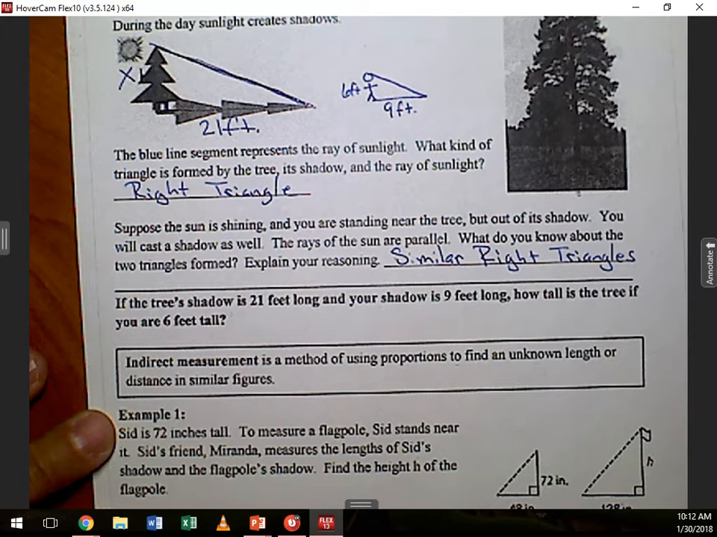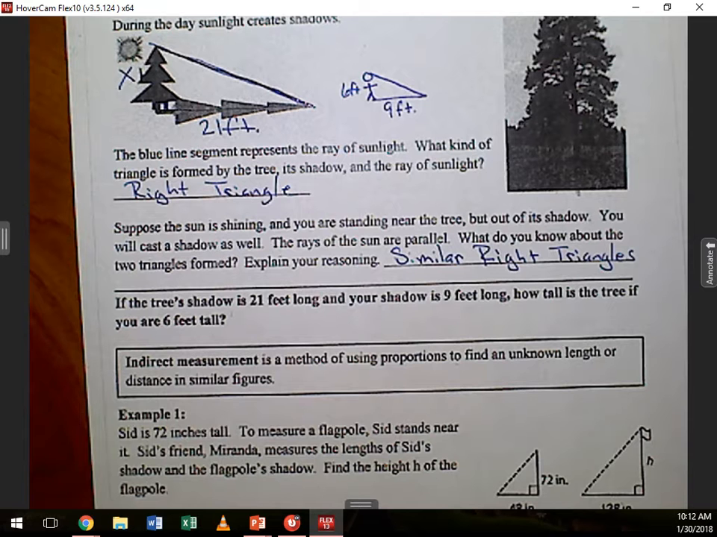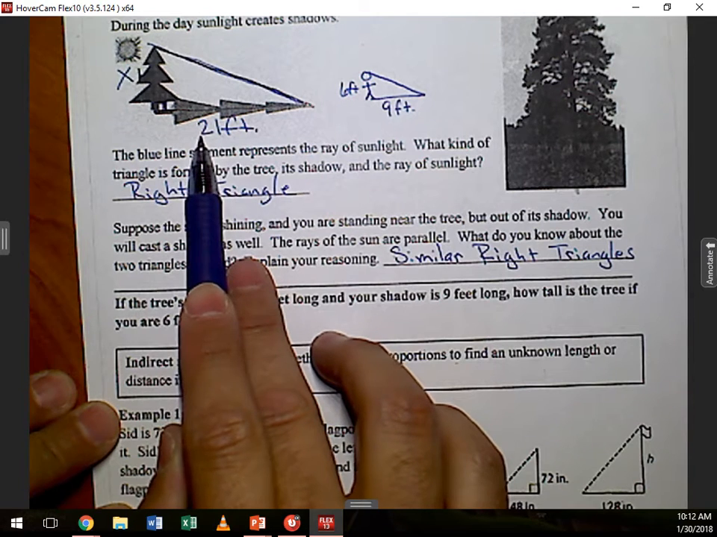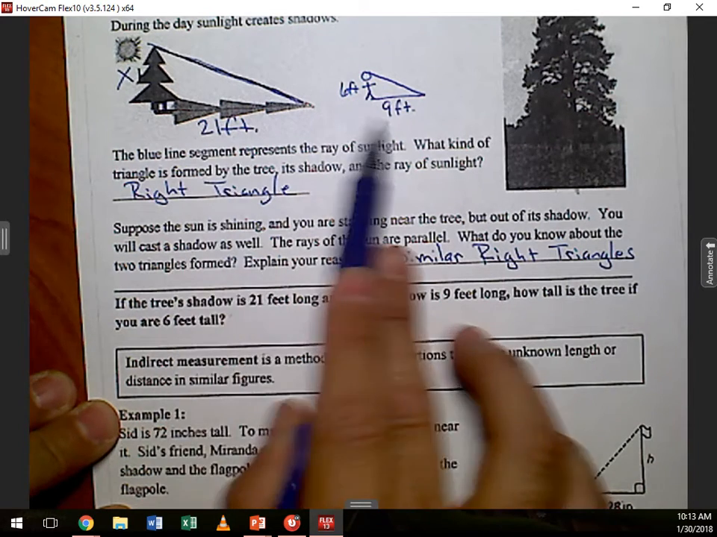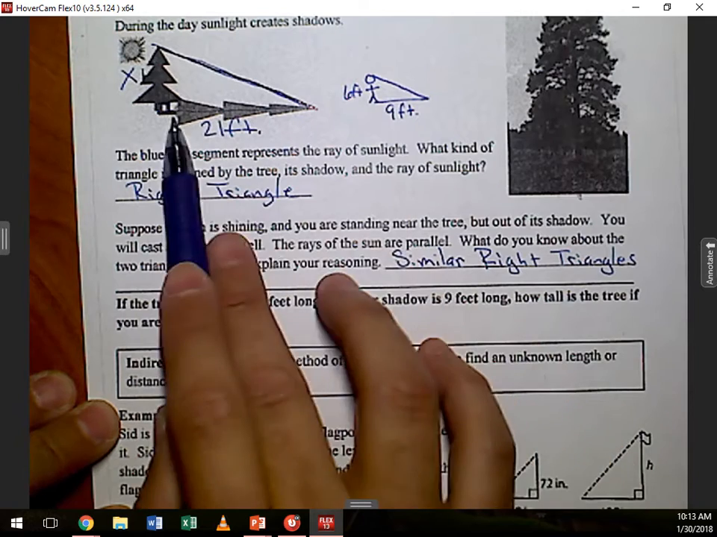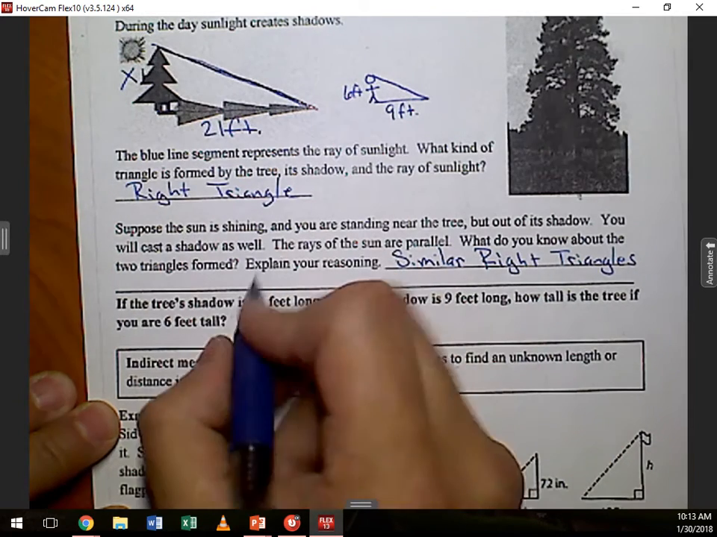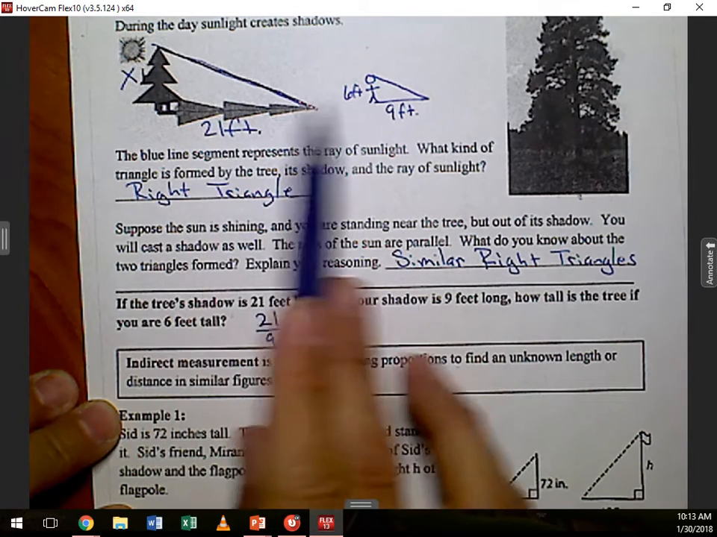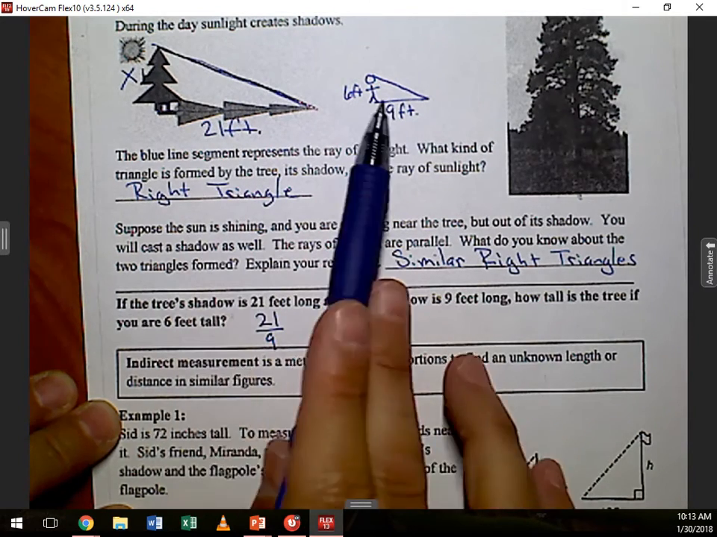Now let's set up a proportion. When we do proportions, we start with corresponding sides, the sides that go together. Let's start with sides that I know. I know that 21 goes with which one? 9. So I'm going to start with those. Start with the ones that you know. I know that these two sides correspond, so I'm going to start with 21 over 9. I started with the big triangle over the little triangle.